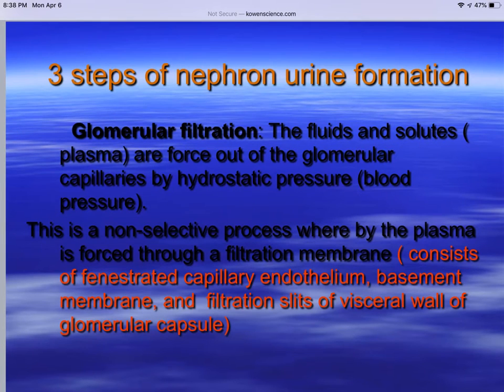There are 3 steps in nephron urine formation. Step 1 is glomerular filtration. This is where the fluids and the solutes are forced out of the glomerular capillaries by hydrostatic pressure. This is the blood pressure, because the afferent arteriole is bringing more blood in than the efferent arteriole is allowing to leave. It is non-selective in that anything that's small enough to pass through is going to pass through. And that, again, is because of those fenestrated capillaries being very porous.